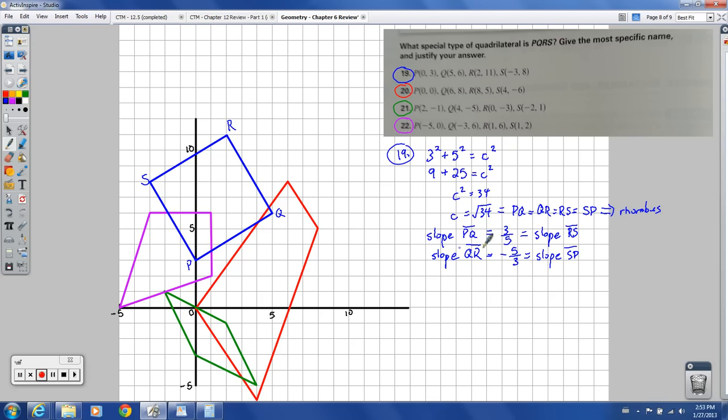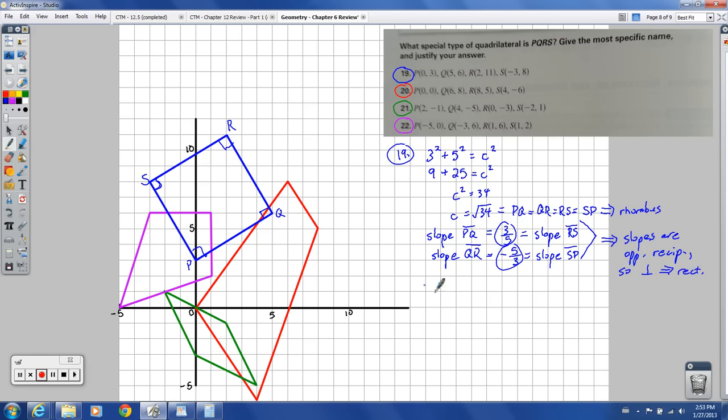And so based on these things, that implies that they're opposite reciprocals, 3/5, negative 5/3. The slopes are opposite reciprocals. So that means we could say that this here is perpendicular, this is perpendicular, this is perpendicular, and this is perpendicular. That means it's a rectangle. So slopes are opposite reciprocals, so they're perpendicular, which implies it's a rectangle.